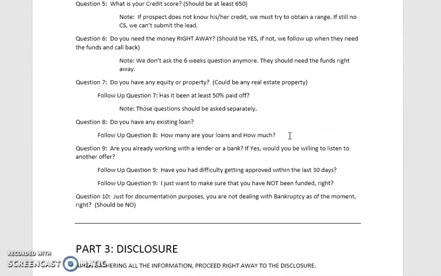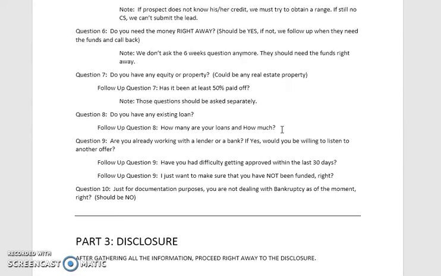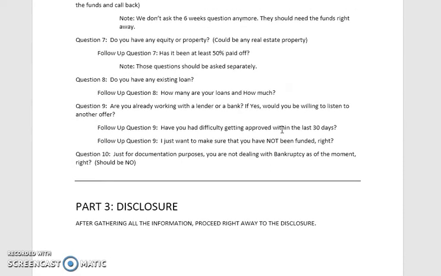Question number 7. Do you have any equity or property? It could be any real estate property like a building, a residential, commercial property, a land, and a separate question should be asked, has it been at least 50% paid off? Those should be asked separately, okay? Next, do you have any existing loan?